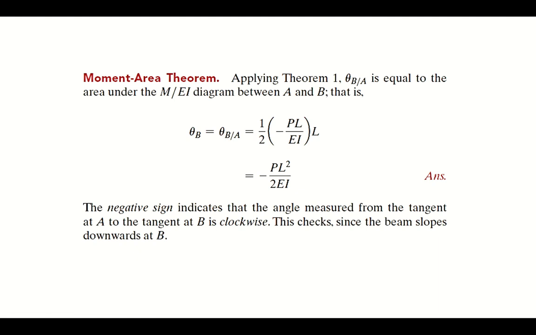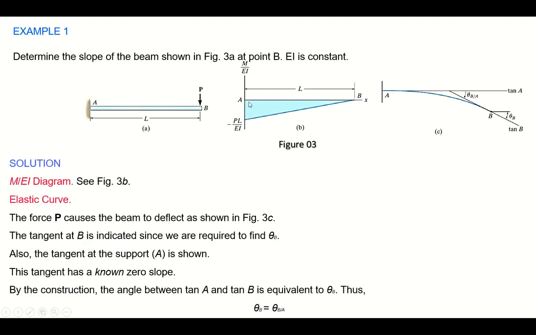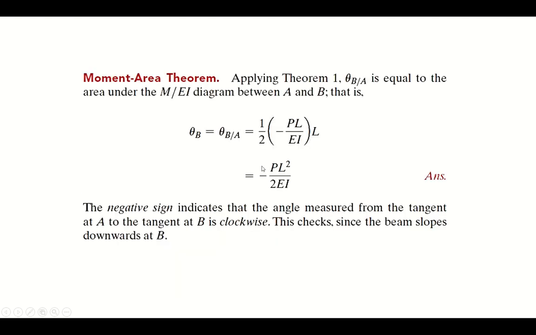Now the first theorem states that theta B by A is equal to the area of the bending moment diagram. In this case, the bending moment diagram is triangular, so half into base into perpendicular will be its area. This is the value of theta B by A, and theta B in this case. The negative sign indicates that the angle measured from the tangent at A to the tangent at B is clockwise. This checks, since the beam slopes downwards at B. So this was a simple numerical.